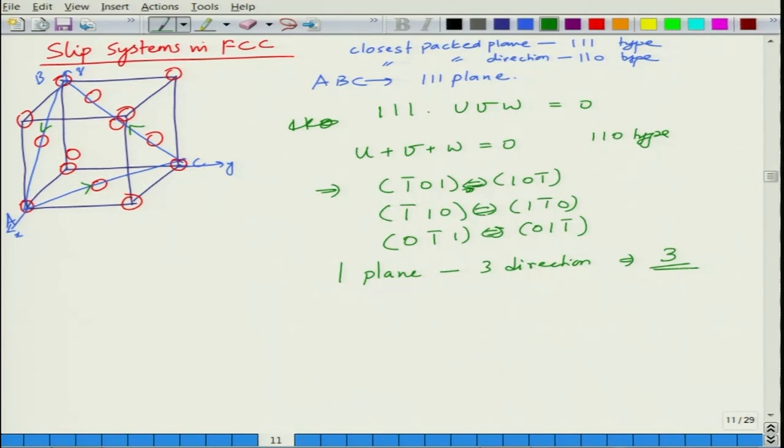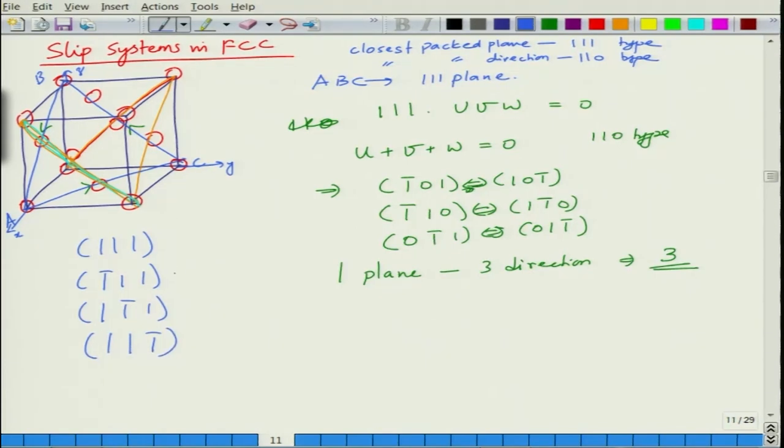Likewise in an FCC crystal you may have multiple 111 planes. This is one 111 plane. The second 111 plane is this. Let us use a different color. This is another 111 plane. You can have one more plane, let us say this. If you connect this, this and that, 1, 2 and 3, and the fourth one could be, so let us write the combination: you have 111, you have bar 111, you have 1 bar 11, and you have 11 bar 1.